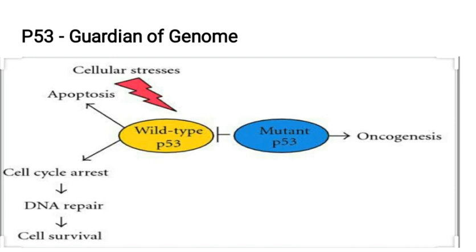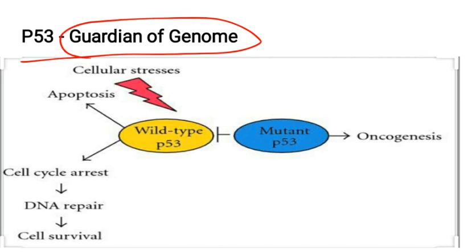Next, we'll see about the P53 gene, which is also known as the guardian of the genome. Let's see why it is called so. Suppose a cell's DNA is getting damaged. This P53 will immediately come and arrest the cell cycle of that particular cell, so that this damaged DNA is not passed on to the daughter cells. It will then repair the DNA and allow the cell to continue its cell cycle.